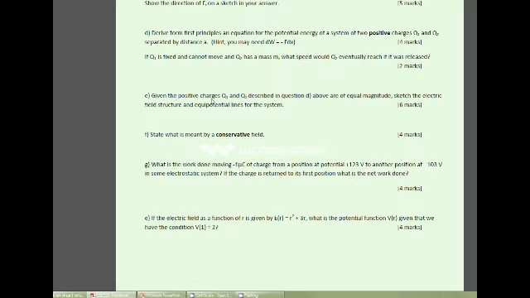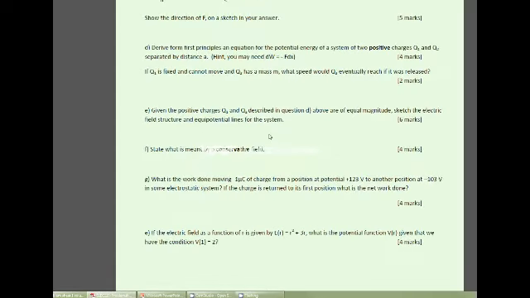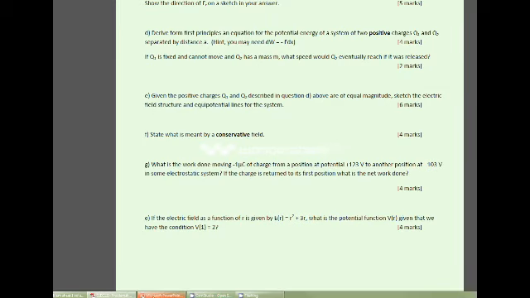You're told, given positive charges Q1 and Q2, which were described above, are of equal magnitude, sketch the electric field structure and equipotential lines for this system. The main thing here is they are both positive. It's not particularly difficult to do. I don't understand why these are done so badly. So they're both positive. What I've done is this is Q1 and this is Q2. The difficult bit of this question is the interaction between the two charges. Because these are positive, they're going to repel.